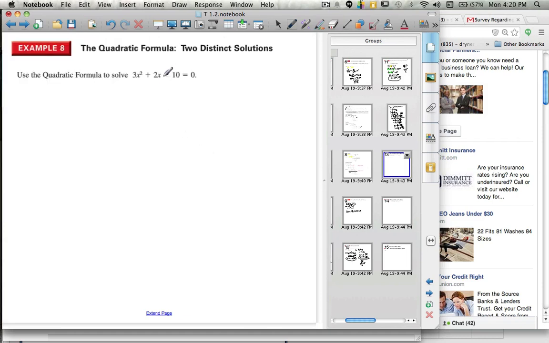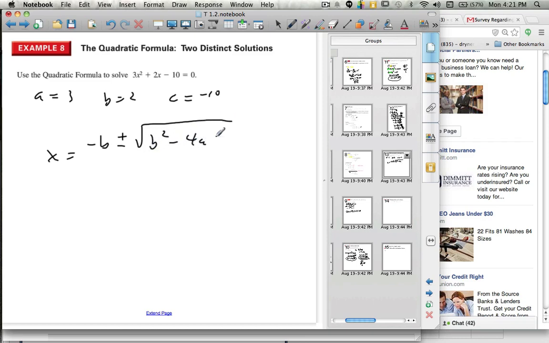If we want to use the quadratic formula, I might find 2 solutions, I might find 1, I might find only imaginary solutions. But in this case, I have to first identify a, b, and c. A is equal to 3, b is equal to 2, c is equal to negative 10. I know that x will be equal to the opposite of b plus or minus the square root of b squared minus 4ac all over 2 times a. And here's my a, my b, and my c. I just need to plug them in here.